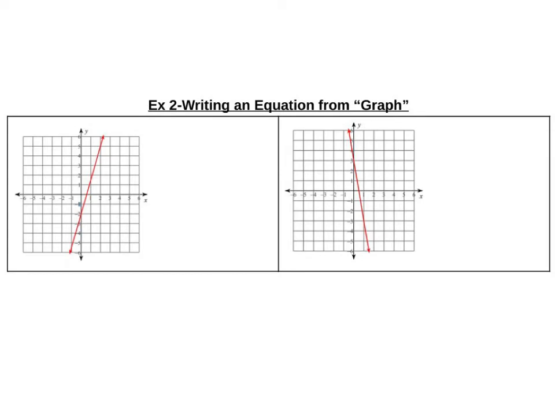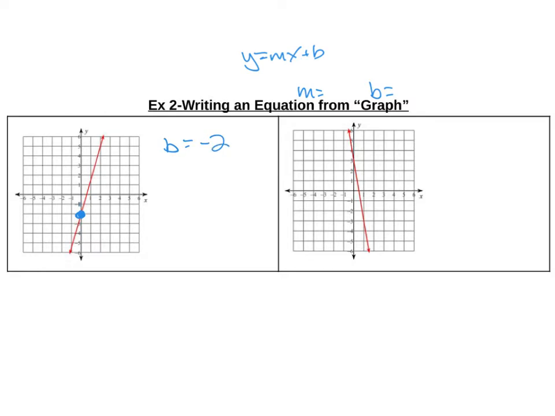Okay, example 2 of writing an equation from a graph. Once again, we are looking for y equals mx plus b. And the two things we are consistent with every problem is we are looking for our slope and our y-intercept, so our m and our b. Well, if we look closely, looks like b is equal to a -2.